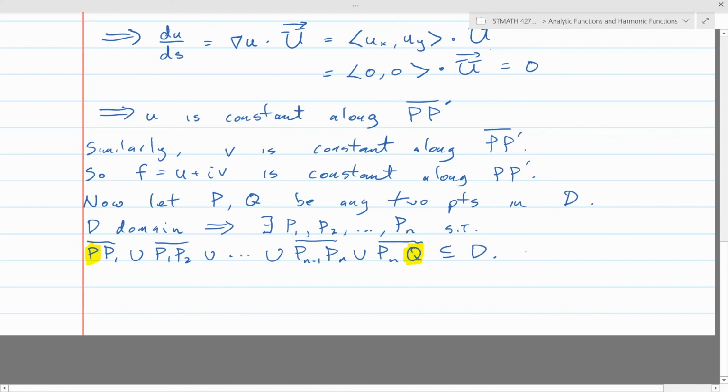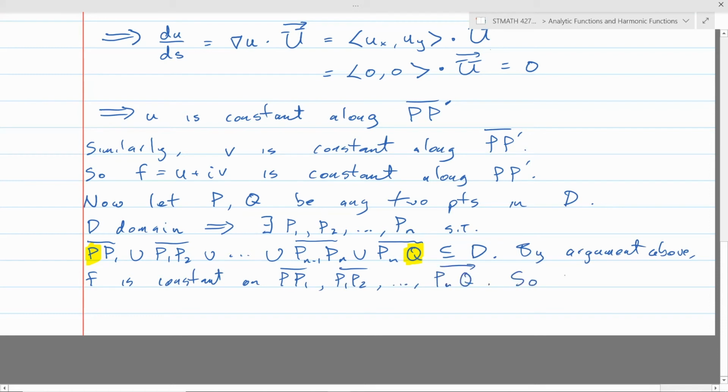And now, by the argument above, we know f is constant on p p1. We know it's constant on p1 p2, etc., all the way up to pn q. So I know that f of the first point p equals f of p1 because f is constant along that first segment. But then I know it's constant along the second segment, so f of p1 equals f of p2, etc., etc., etc., that's equal to f of q.